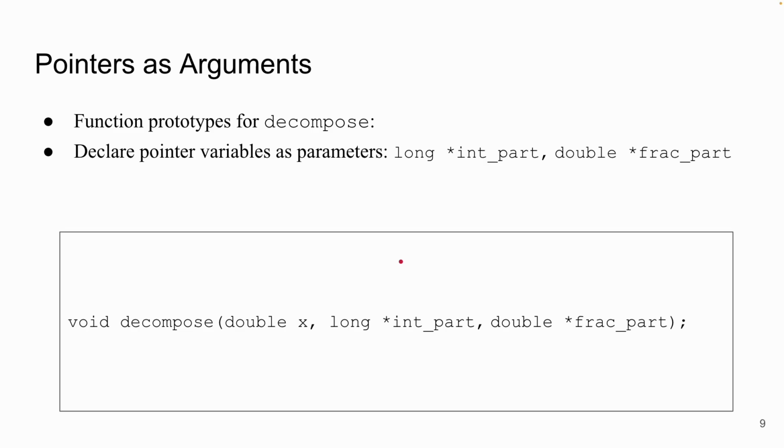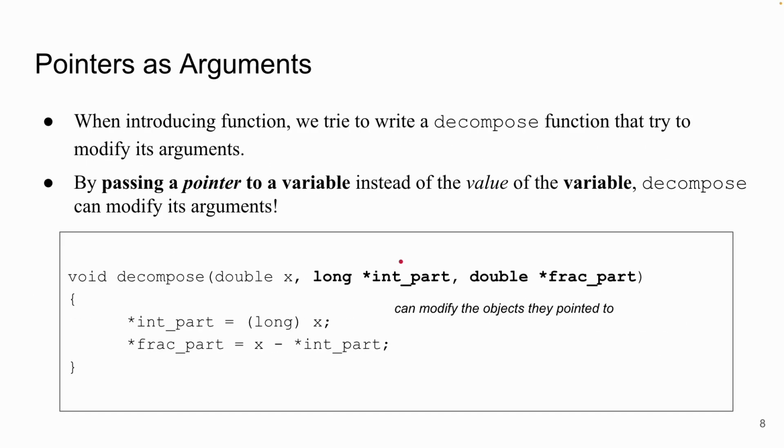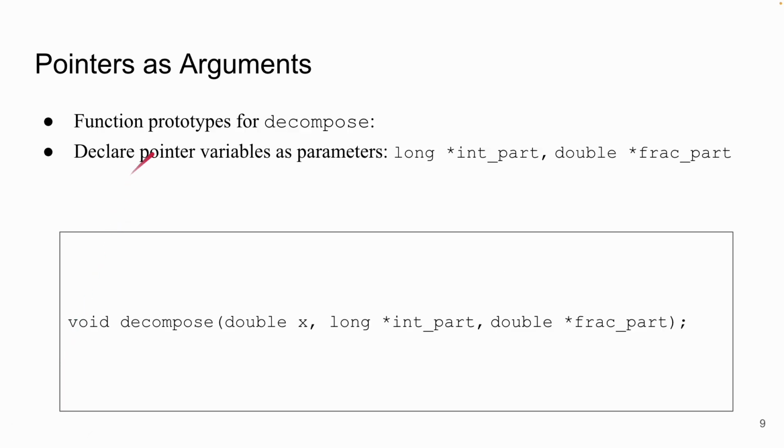So let's check one by one why this new version of decompose can change its argument. Here, this is the function declaration, the function prototype of decompose. You can see we declare pointer variables as the parameters, int_part and frac_part. The purpose of this decompose function is to split the integer part of x from its fractional part.